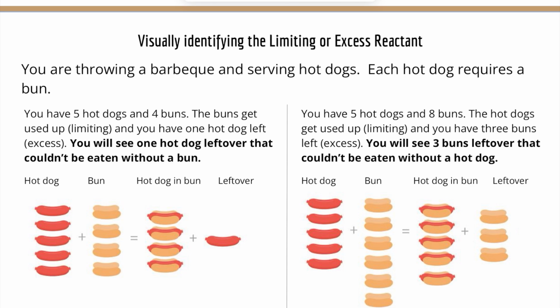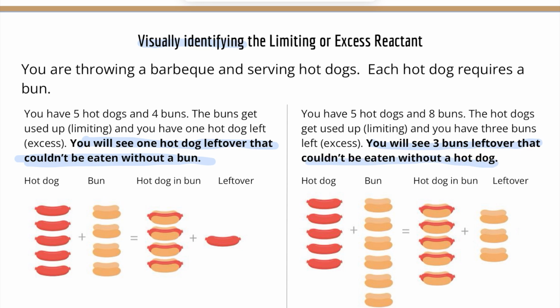And so if we are looking at visually identifying, we would see that 1 hot dog that is left over because it couldn't be eaten without a bun. If you instead have 5 hot dogs and 8 buns, the hot dogs get used up, so you're able to make 5 hot dogs with buns, and you will have 3 buns left over, meaning those would be your excess. So we would see those 3 buns that are left over that couldn't be eaten without a hot dog.